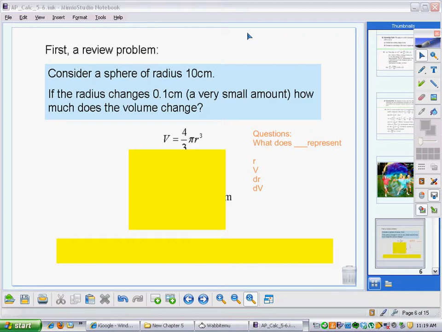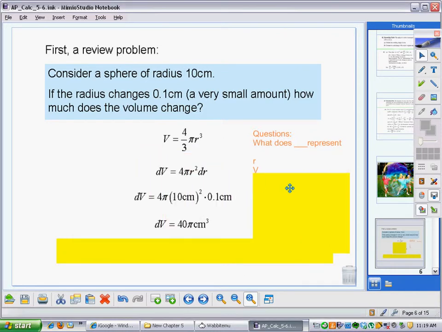Okay, so you don't have to write this down because this is a review problem. I think this is the exact same problem I did yesterday, and you did on your homework, so you did it twice. Consider the sphere of radius 10. Okay, let's just say the balloon started by being blown up. The radius then changes by 0.1. That would be a dr, change in radius, a very small amount. How much does the volume change? dV. This was your homework.